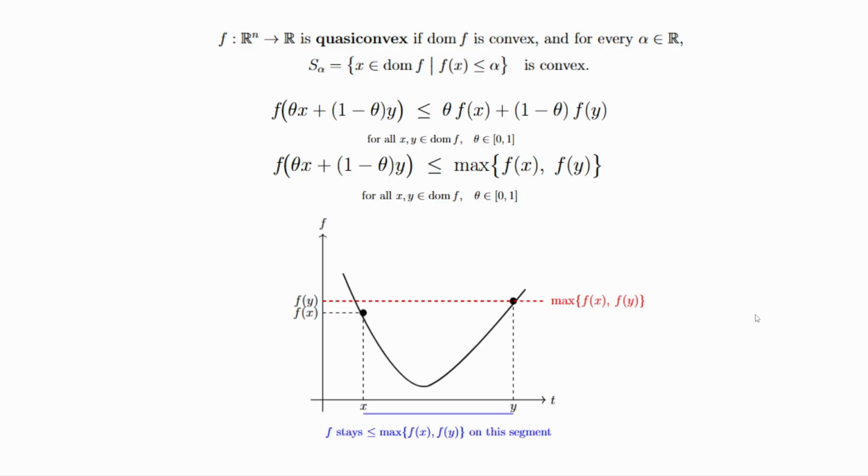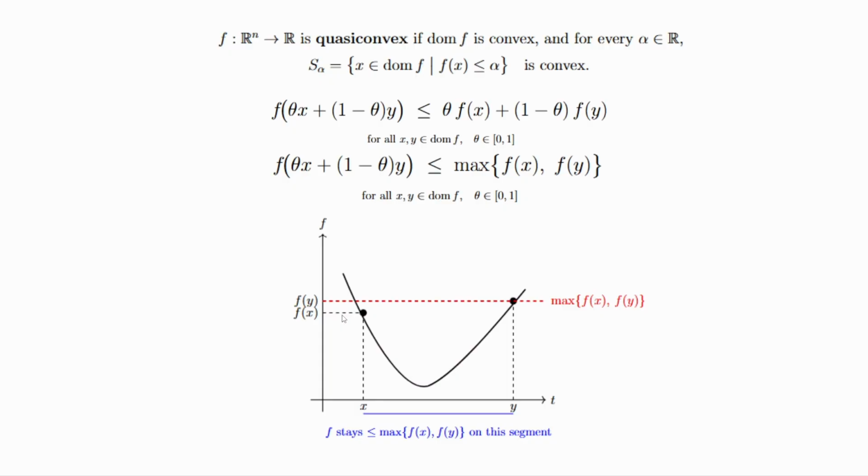Okay, drawing the diagram here, we see that any two-point combination must be less than or equal to the max, the endpoint. In this case, f of y is the maximum, so we draw a red line and we claim that the function between these two points must be less than f of y. So this is a strictly weaker requirement than convexity.